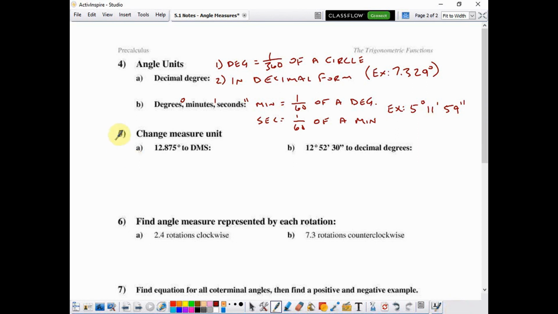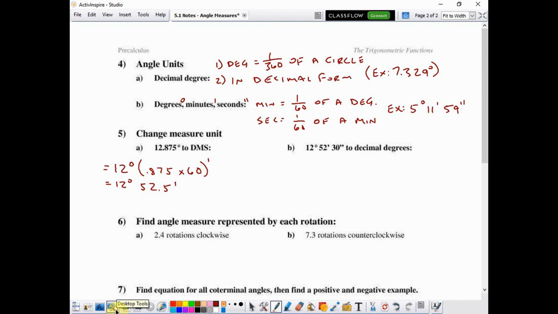So here in example 5a, I've got decimal degrees, and I want to change that to degrees, minutes, seconds. So here's how we do that. It's 12 degrees. I just have to figure out what that 0.875 is in minutes and seconds. Here's how I do that. 0.875 times 60 is the number of minutes. So that's 12 degrees, and 0.875 times 60 is 52.5 minutes.